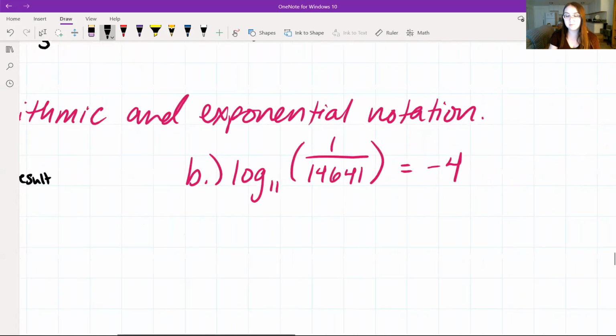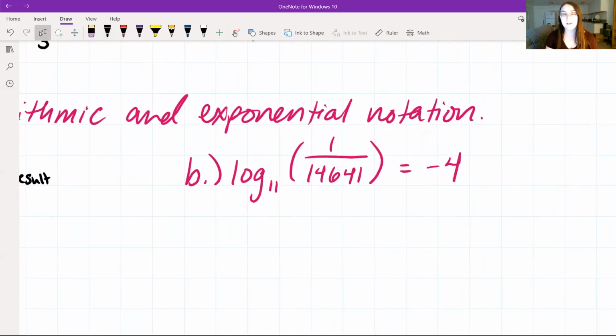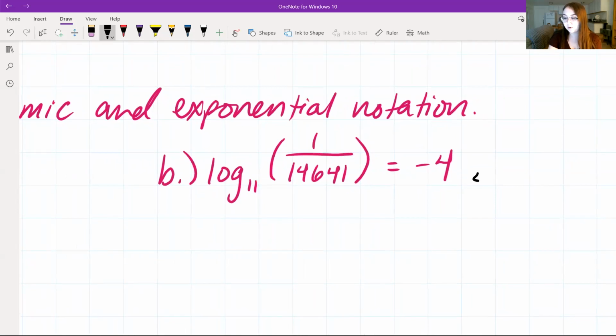So for part B, we have log base 11 of 1 divided by 14,641 is equal to negative 4. So we remember that negative 4 here is going to be our exponent. 11 is our base. And this value here is our result, or value of x. So that's our base, this is x, and our exponent y.